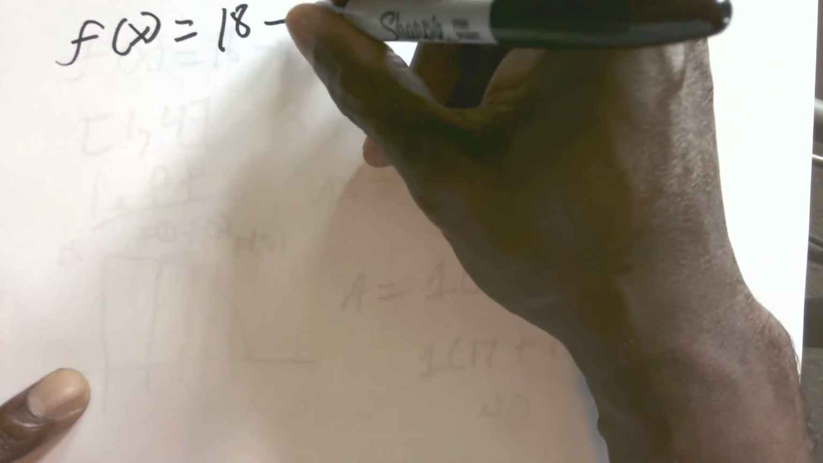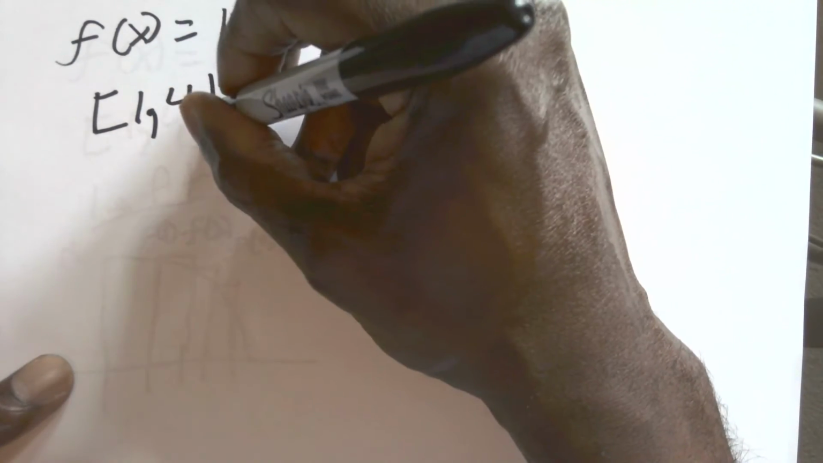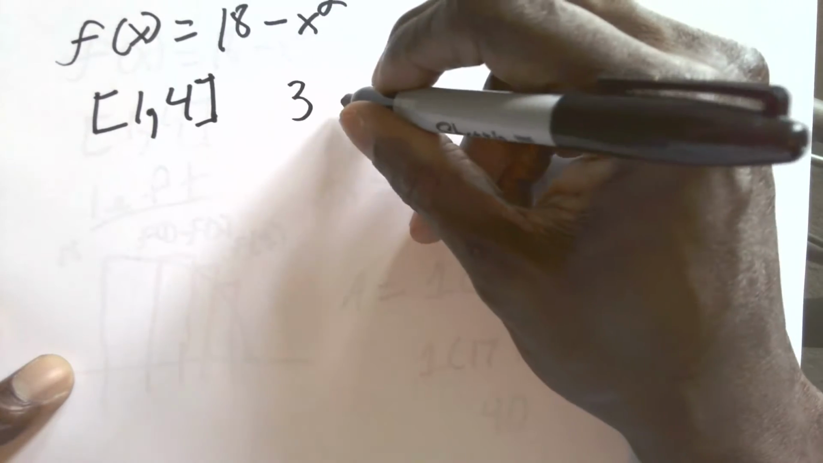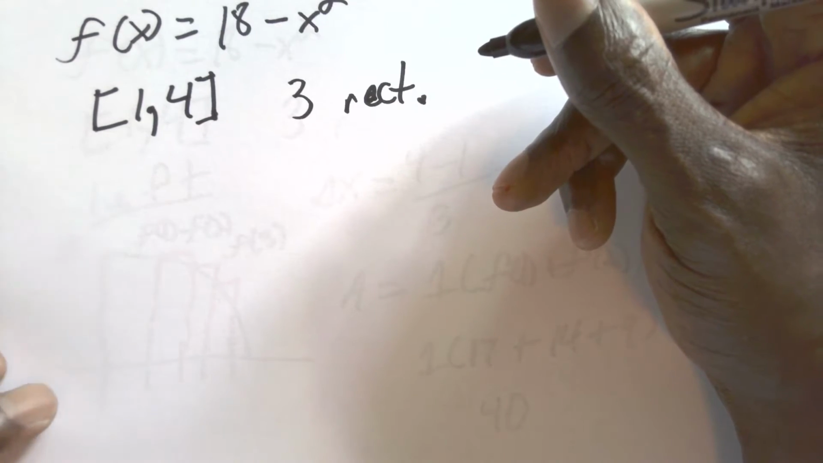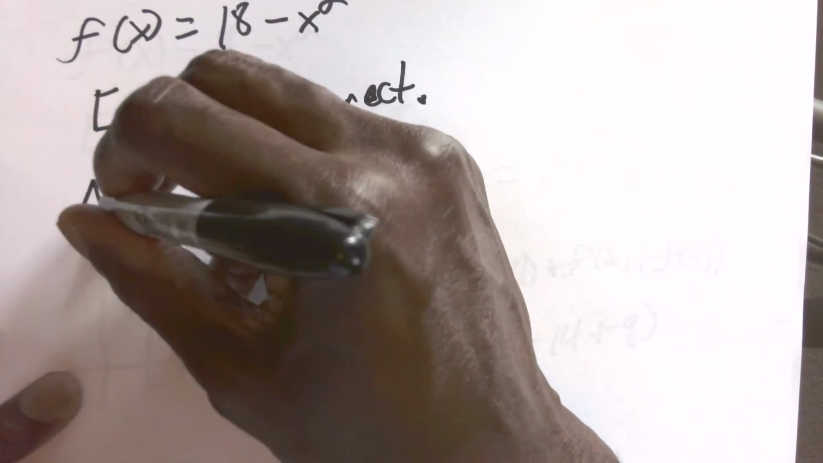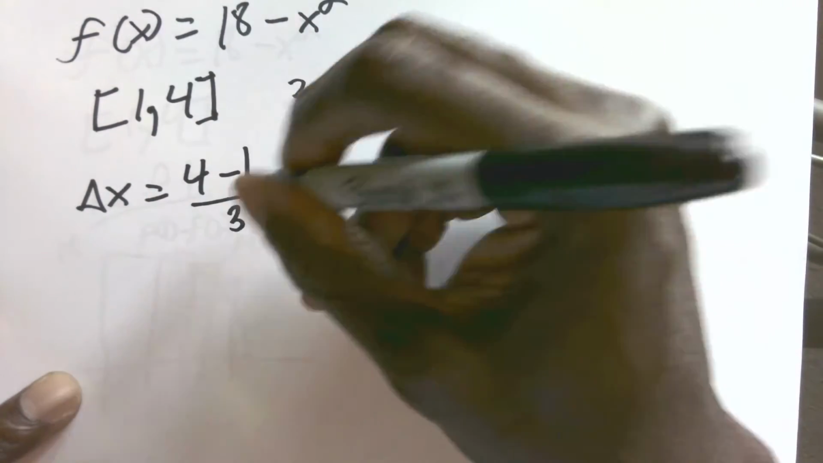So I just want to rewrite the problem, but this time I'm going to do it without using the graph per se. So the problem was f of x equals 18 minus x squared. And we're finding the area as x goes from 1 to 4 using 3 rectangles or 3 subintervals. And our delta x, the length of each subinterval or the width of each rectangle, is 1.